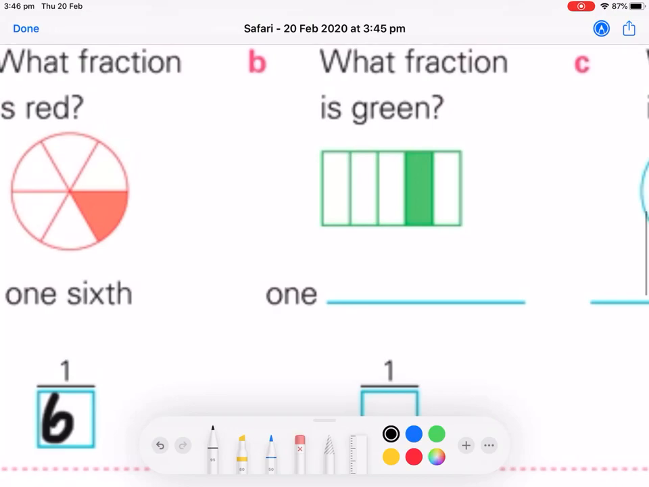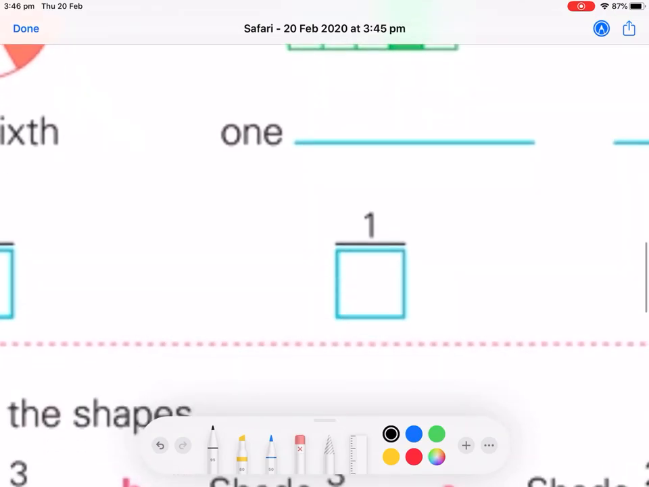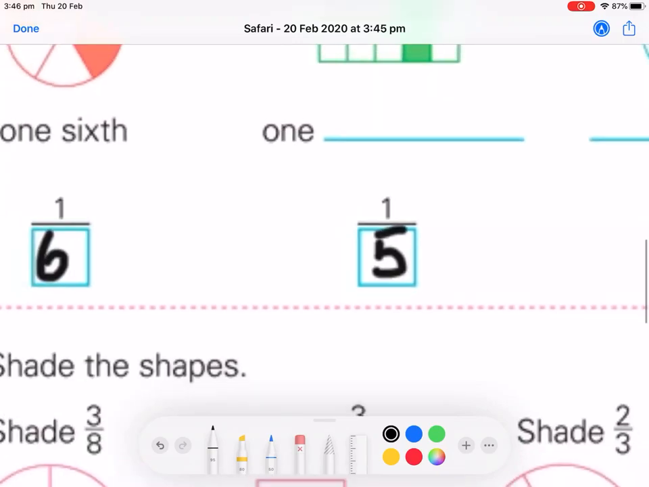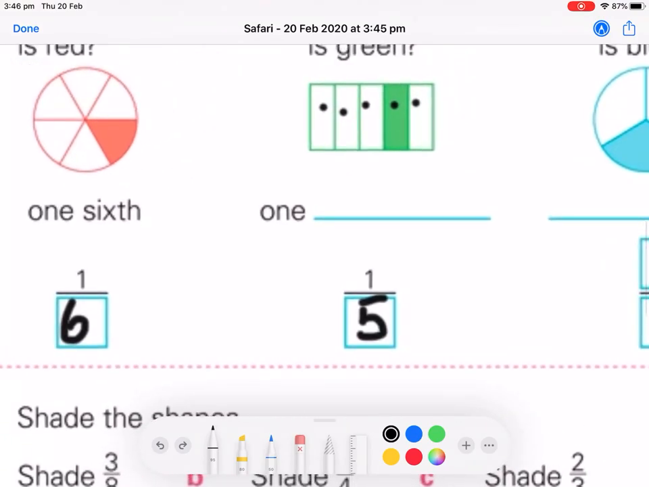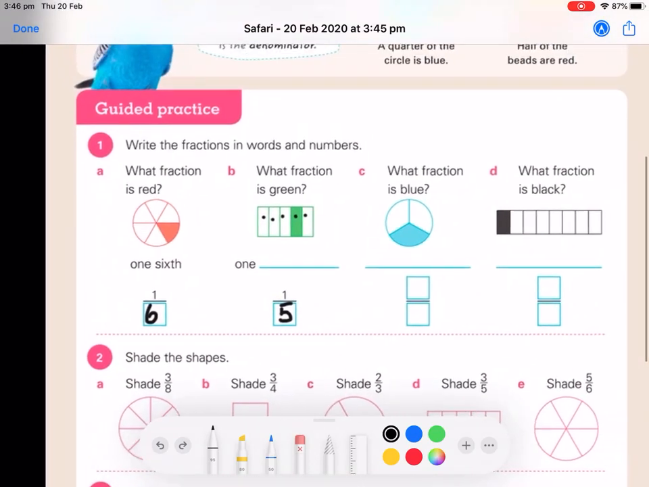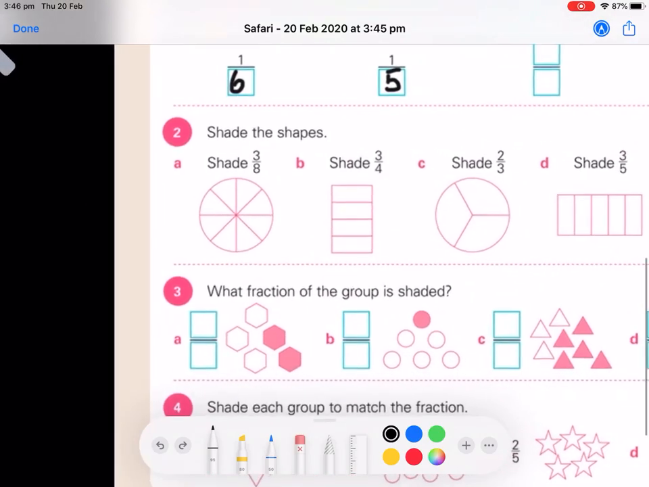Okay, this one here, we're going to count the amount of spaces. 1, 2, 3, 4, 5. So it has 5 parts. And one out of those 5 parts is shaded, so it's 1/5. Okay, you'll be right with the rest of those.